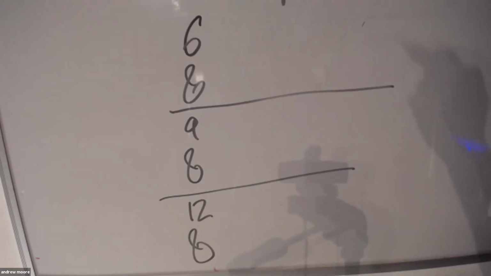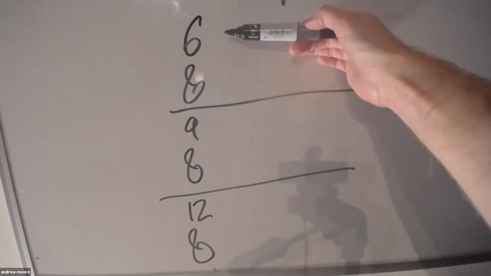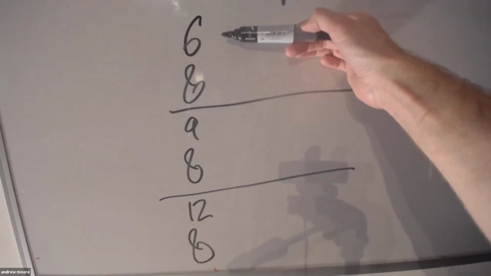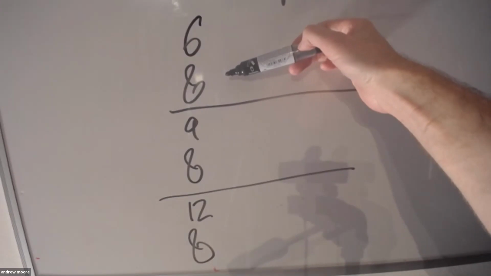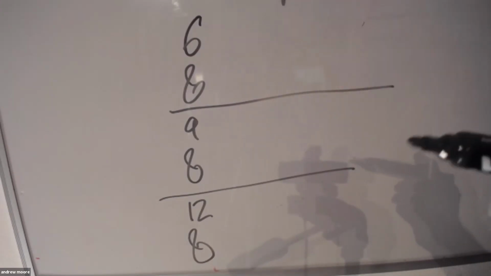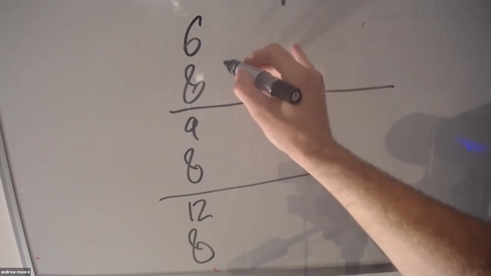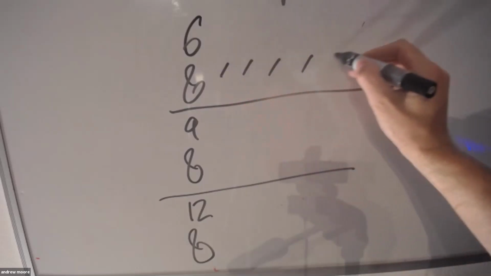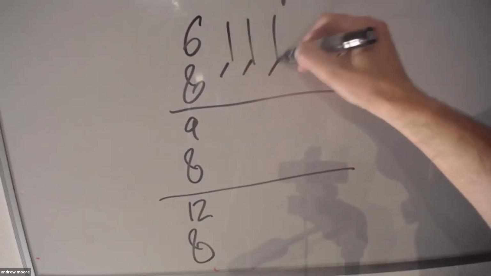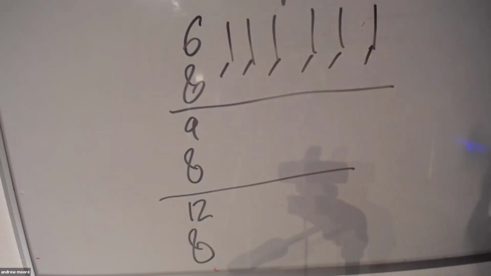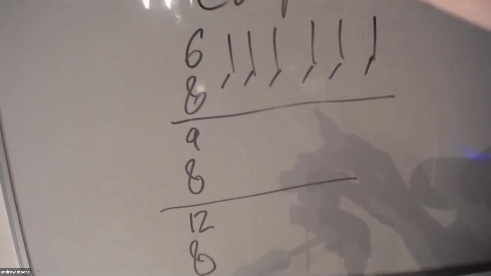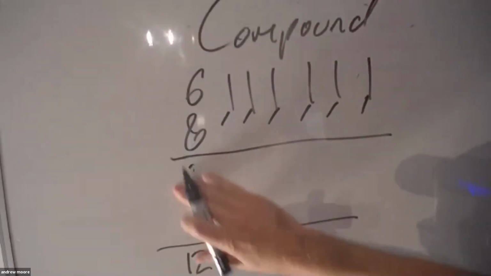What we know is that the top number is telling me there are 6 beats in a bar, and those beats are worth 8th notes. So I'm going to quickly draw 6 8th notes out for myself. Here we go. 1, 2, 3, 4, 5, 6. Stem, stem, stem, stem, stem, stem. Now I have 2 ways I can group these notes, and I'm going to show you the difference.